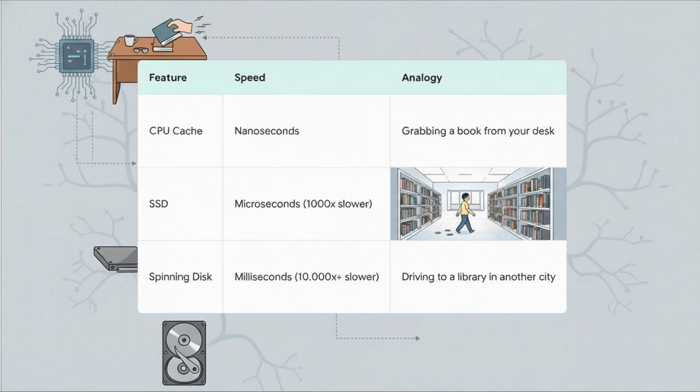Okay, so this slide right here gets right to the core of the whole problem. Your computer's processor and its storage, it's like they're living in completely different time zones. Getting data from the CPU cache is like reaching over and grabbing a book that's sitting on your desk. Easy. But asking for data from an SSD? That's more like getting up and walking across a library to find the right bookshelf. And a classic spinning hard drive? That's like getting in your car and driving to a library in a whole other city. This huge gap in speed is the fundamental challenge we have to solve.